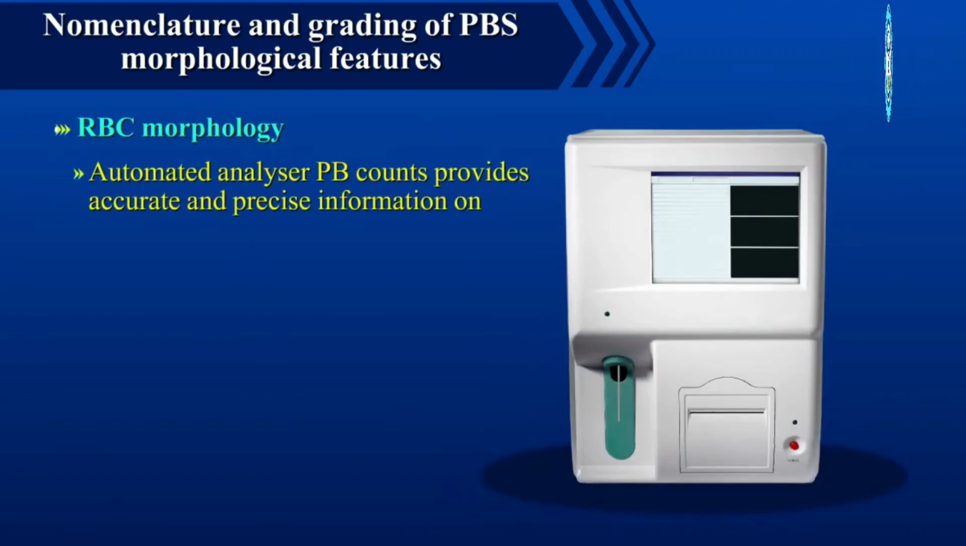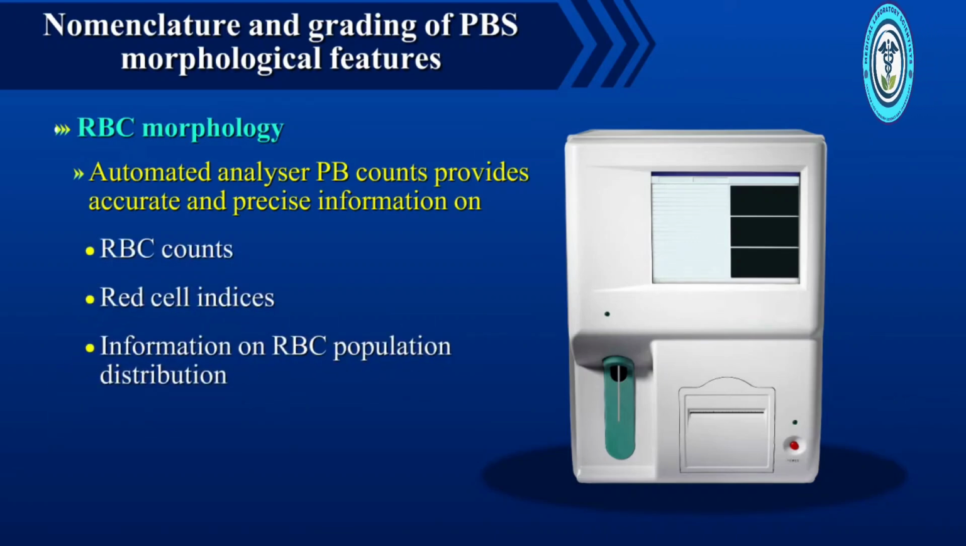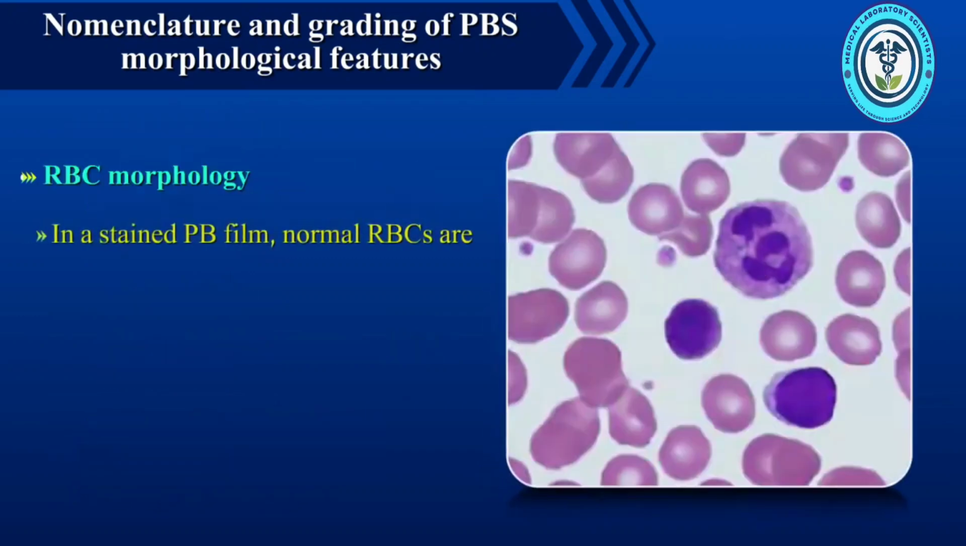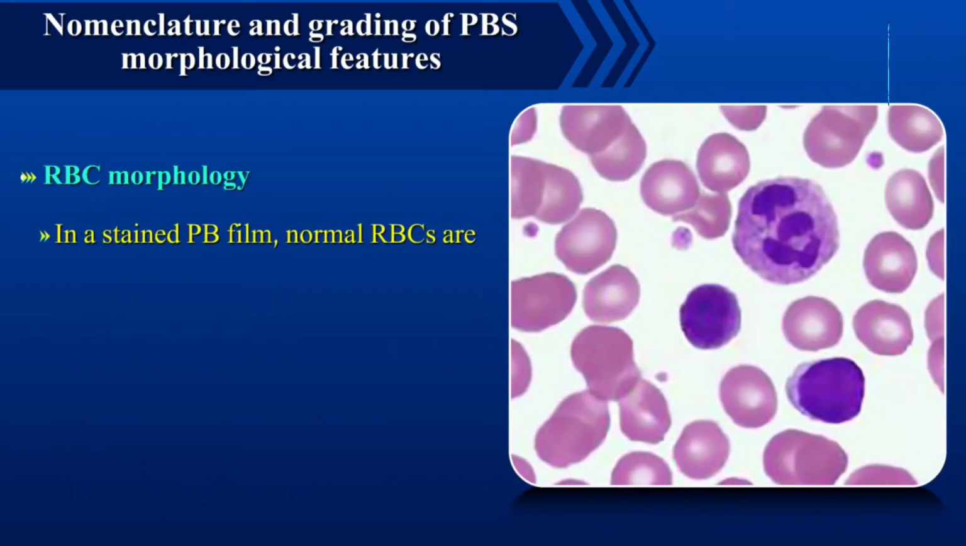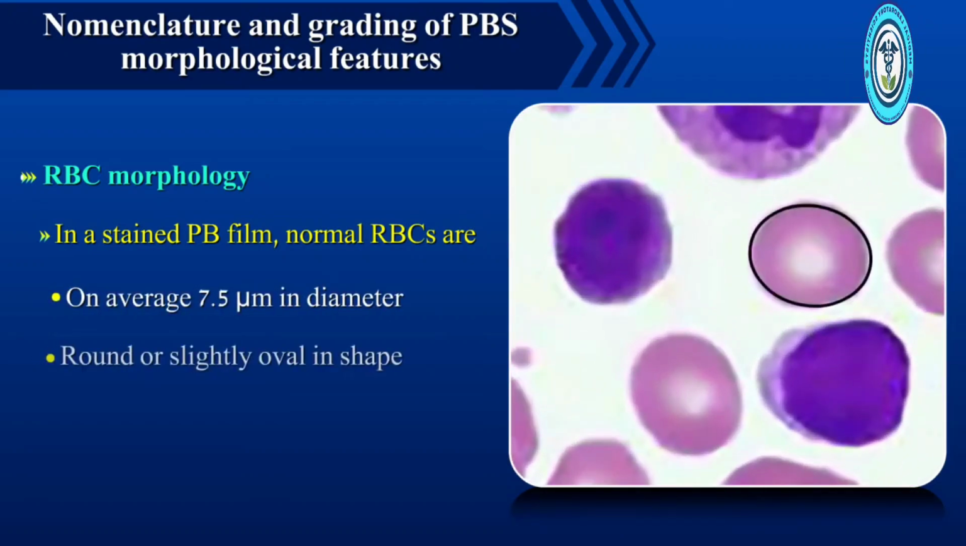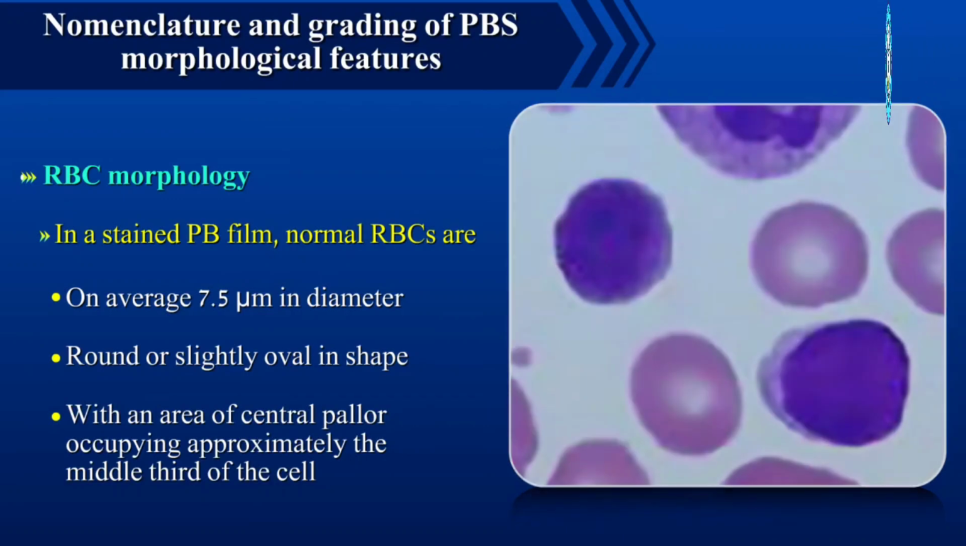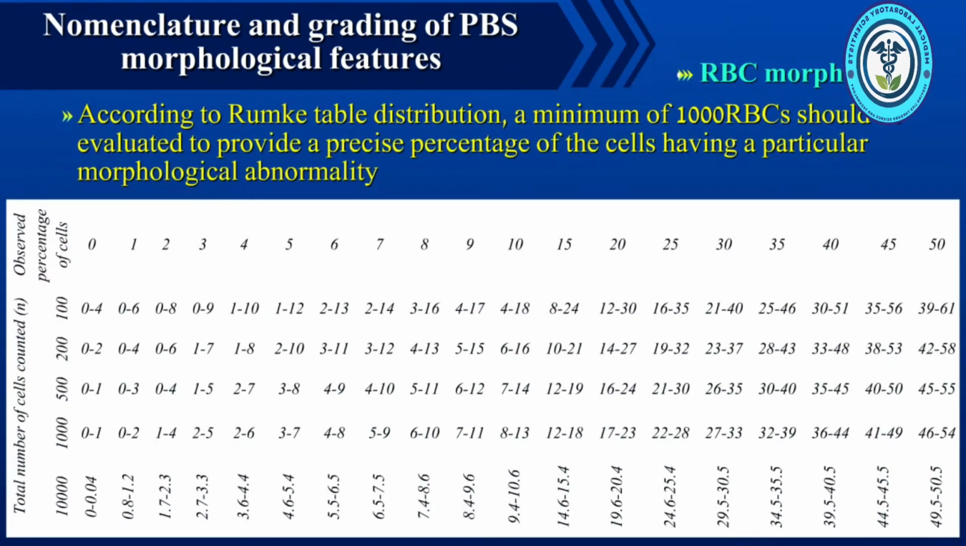Automated analyzer peripheral blood counts provide accurate and precise RBC counts and red cell indices, information on RBC population distribution, size, and hemoglobin content in a stained peripheral blood film. Normal RBCs are on average 7.5 microns in diameter and round or slightly oval in shape, with an area of central pallor occupying approximately the middle third of the cell. According to the Rümke distribution table, a minimum of 1000 red blood cells should be evaluated to provide a precise percentage of cells having a particular morphological abnormality.